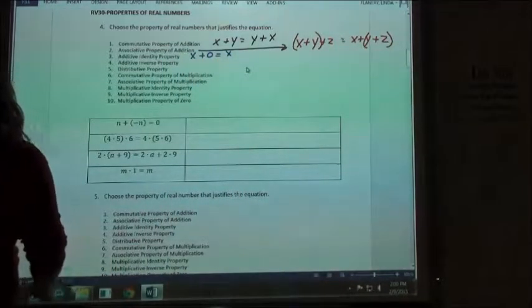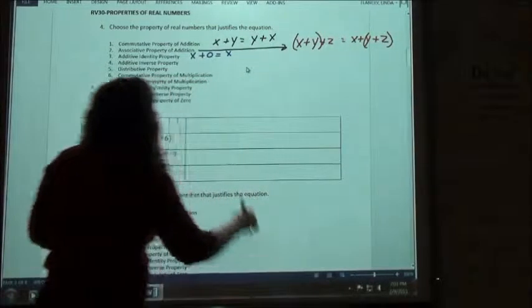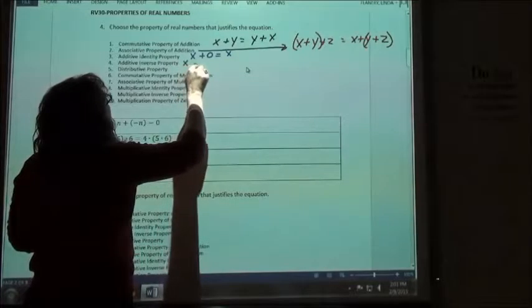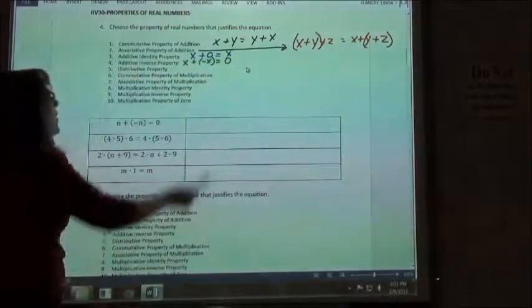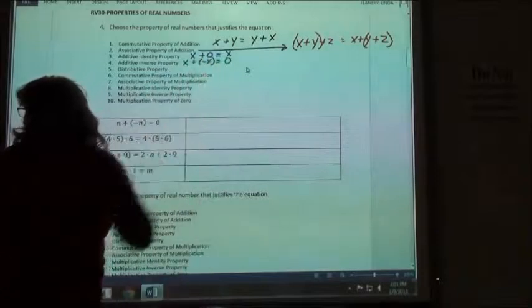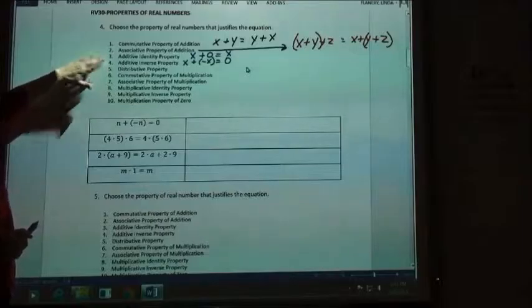Now we'll do the additive inverse. Additive inverse says we're adding opposites. So if we take an x plus a negative x, it's going to equal 0. Anytime you add opposites, you get 0. Those were the properties we had the other day.